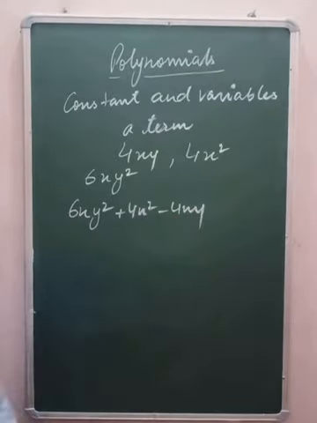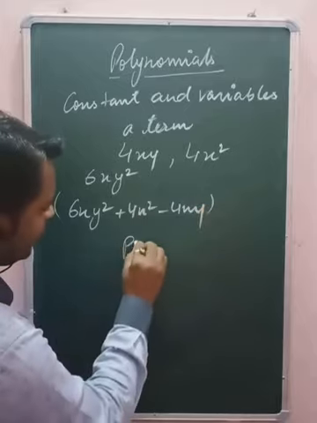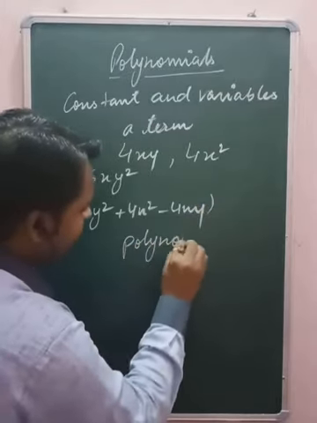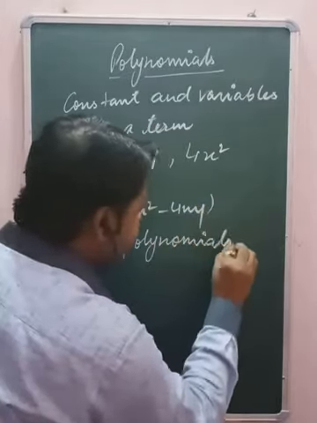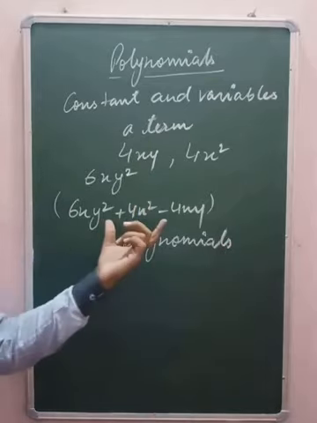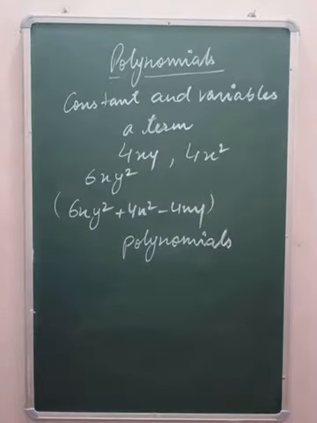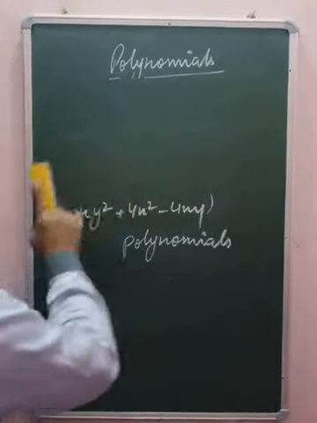When these terms are combined with each other, they are called polynomials. So what is a polynomial? A polynomial is a combination of terms which consist of constants and variables. There are various types of polynomials which you have already studied in your previous classes.